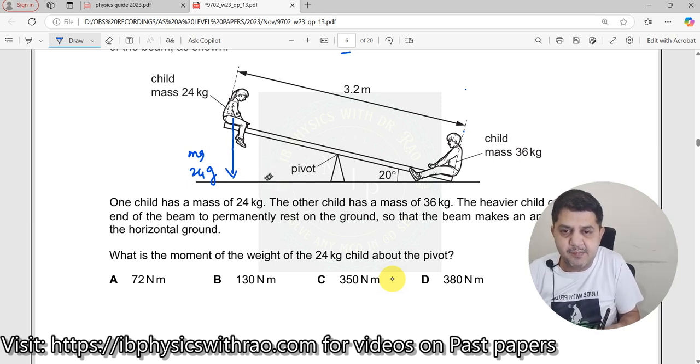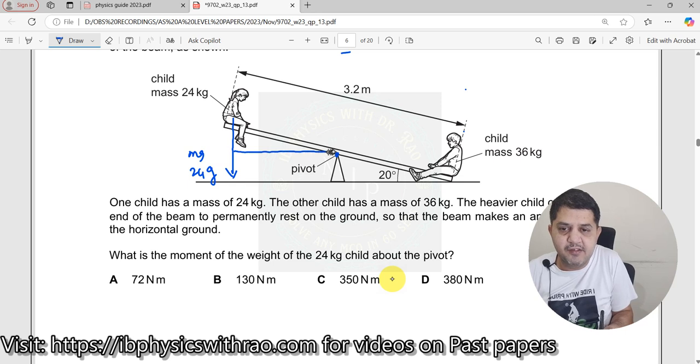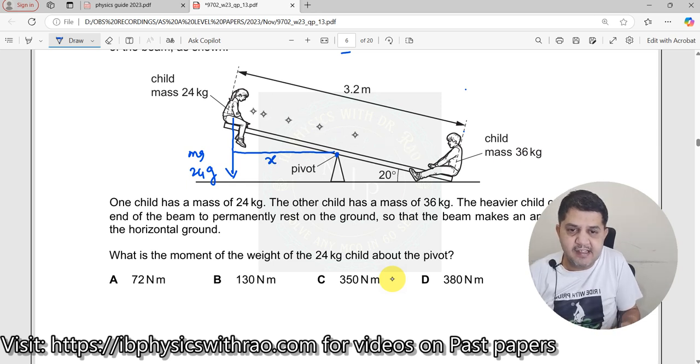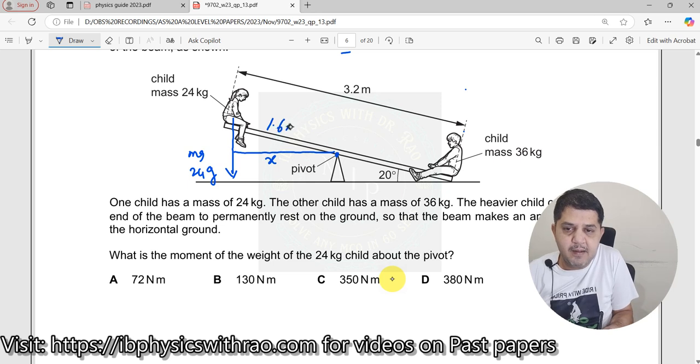Which distance is perpendicular with respect to the pivot? This should be the perpendicular distance over here, right? Let me call this x because nothing is known about it. If this length is 3.2, then this is at the center, which means this should be 1.6 meter. I want this x here, and this angle is 20, which is known to me. So how do I find x?